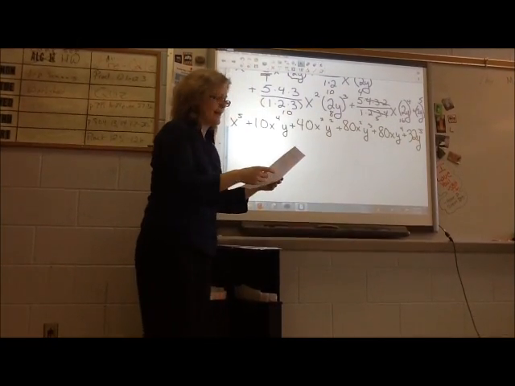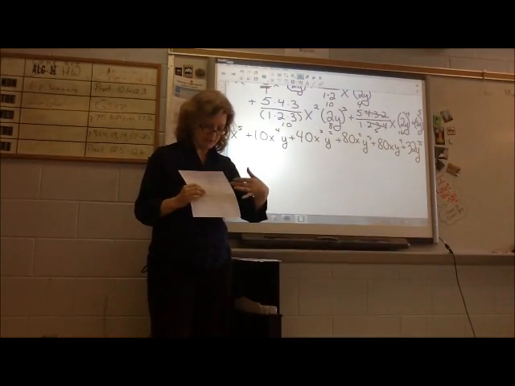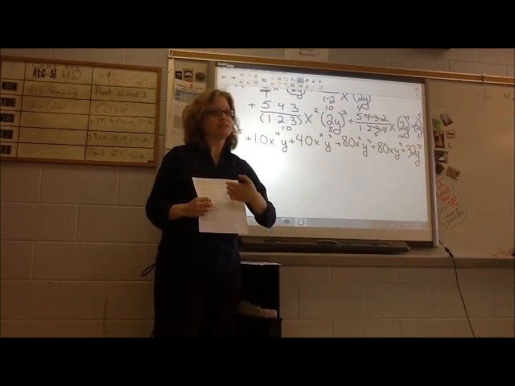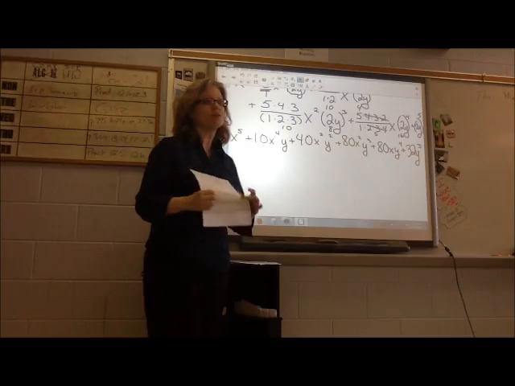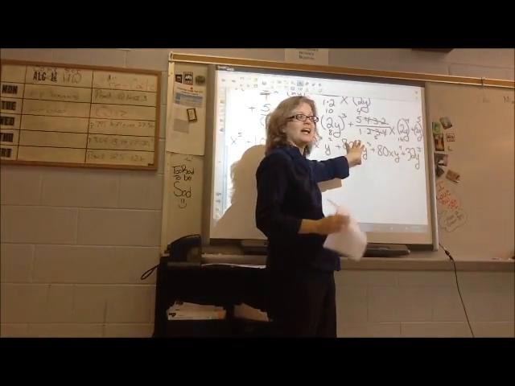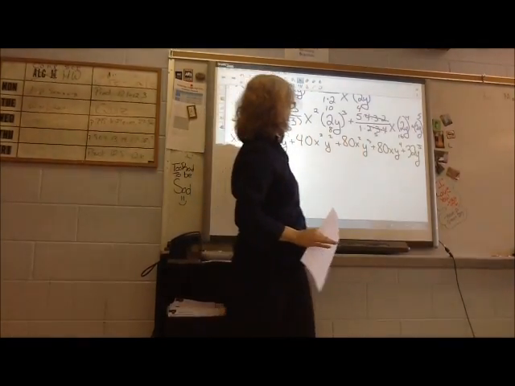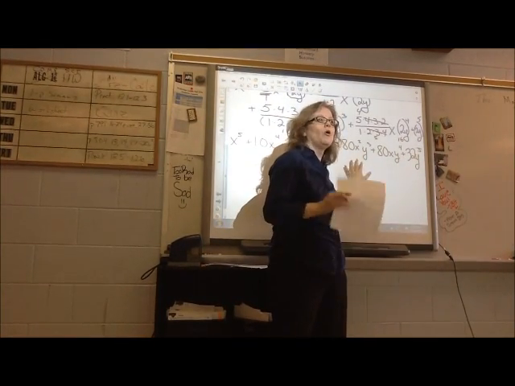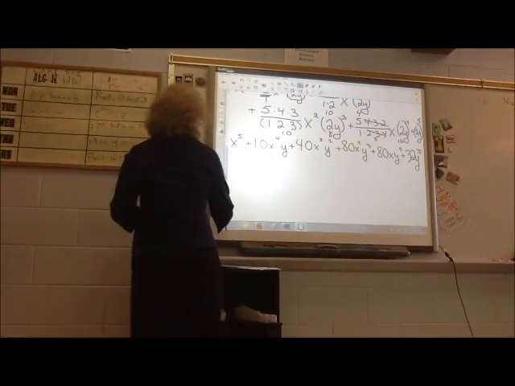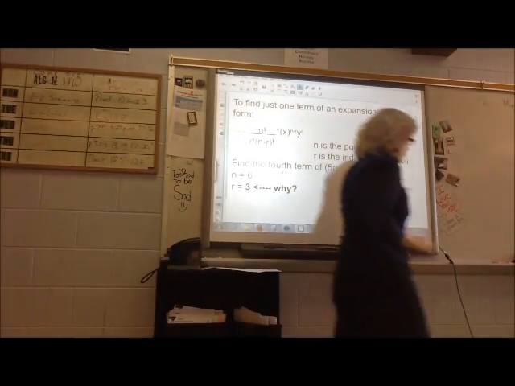Okay. Now, for any individual term of a binomial expansion, this is how you find the coefficient. So if you only want to find one term, like if I wanted to know what the fourth term was here, and I didn't care about any of the others, I could do the entire thing and then find the fourth term. Or if I use the formula, I can go straight to the fourth term. This is the formula we're going to use.